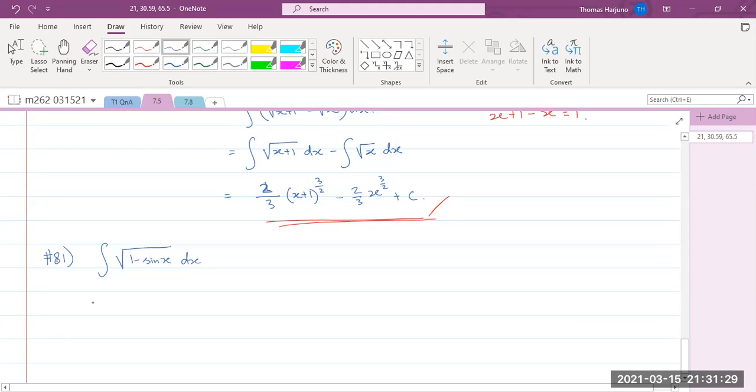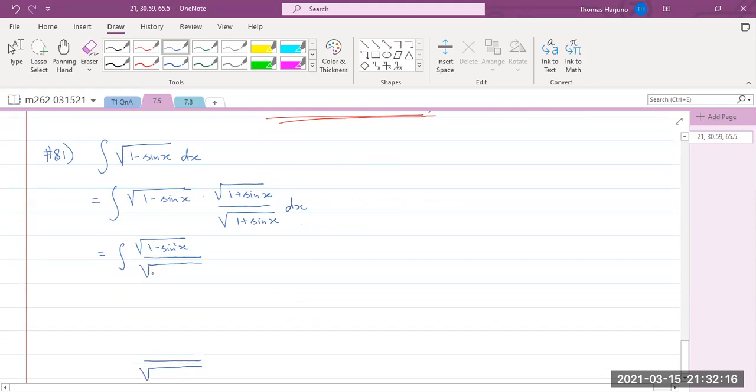Conjugate again. So let's multiply by the conjugate: integral square root of 1 minus sine x multiplied by square root of 1 plus sine x over square root of 1 plus sine x dx. Now on the top I will get square root of 1 minus sine squared x, and at the bottom I have square root of 1 plus sine x dx. But on the top, 1 minus sine squared x is cosine squared x. Under square root, it becomes cosine x.